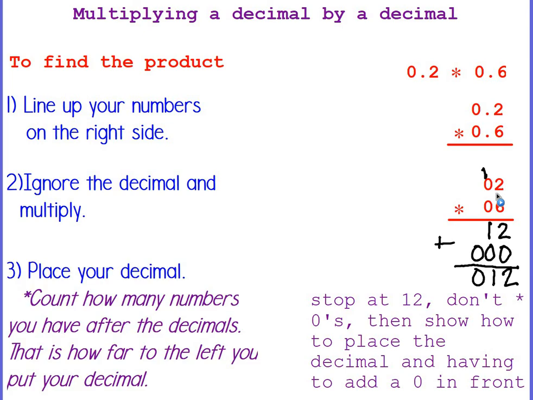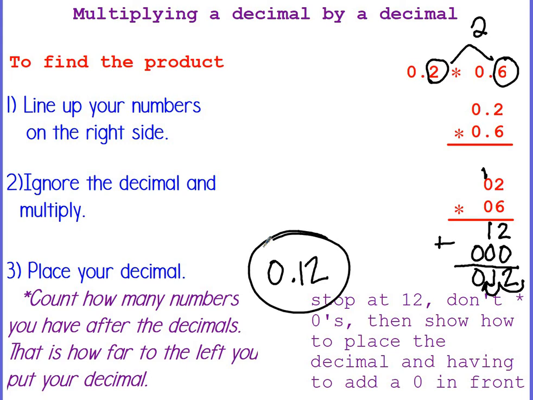Okay, next you're going to place your decimal. So to place our decimal, we go back to our original problem and we see how many numbers are after the decimals. Okay, and this is for both numbers. So I have 1 here and 1 here. So that gives me a total of 2. So I have to start from the right and move my decimal 2 places to the left, making my answer 0 and 12 hundredths.